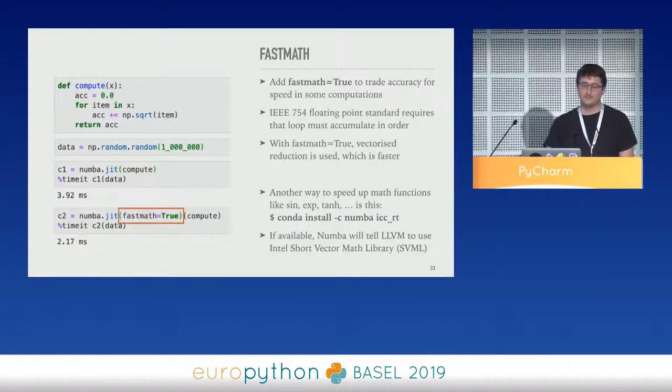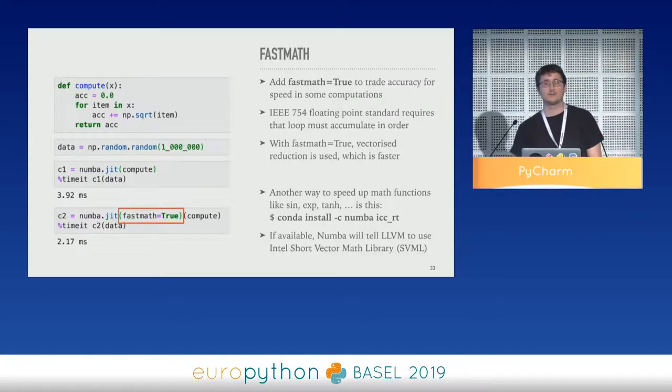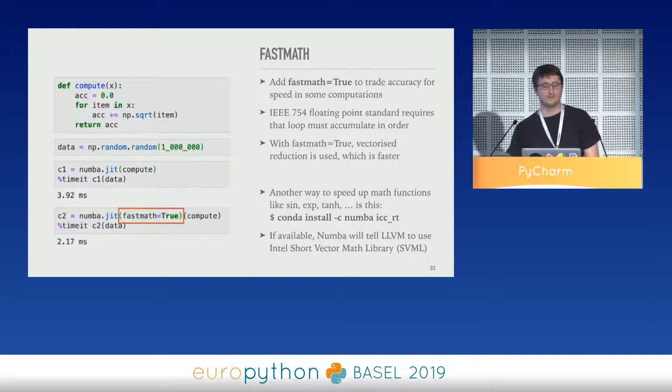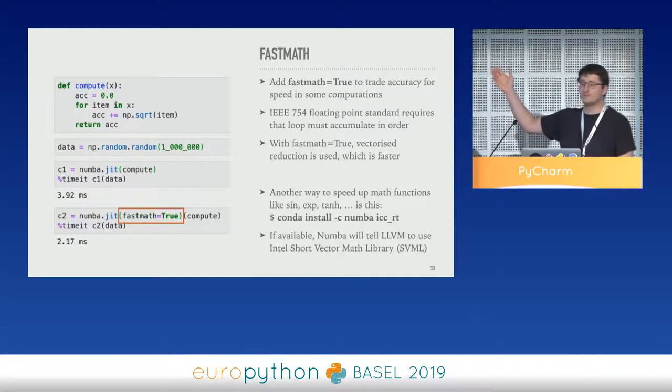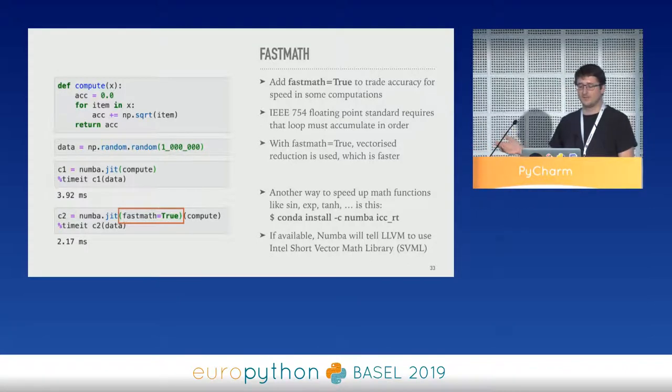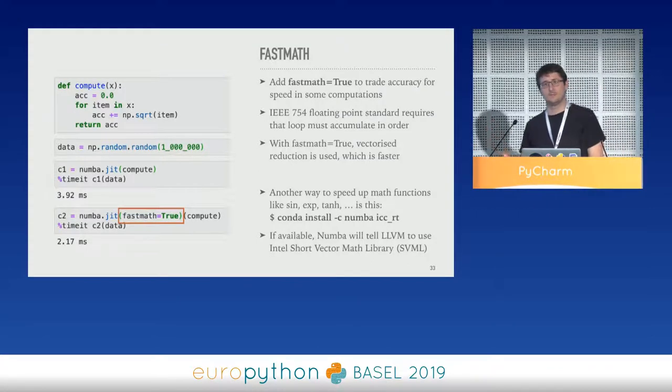Another option you have is fastmath=True, and there you can trade accuracy for speed for some computations. So there is this IEEE floating point standard that in this case, for example, requires that the loop must accumulate these numbers in order to get a precisely defined result. But if you're willing to give this up and have a little bit of different accuracy, then the computation can go faster because the compiler can vectorize this reduction.